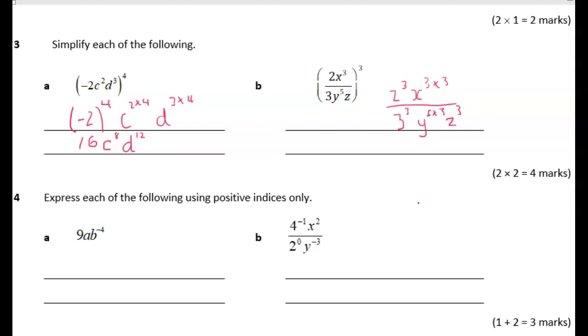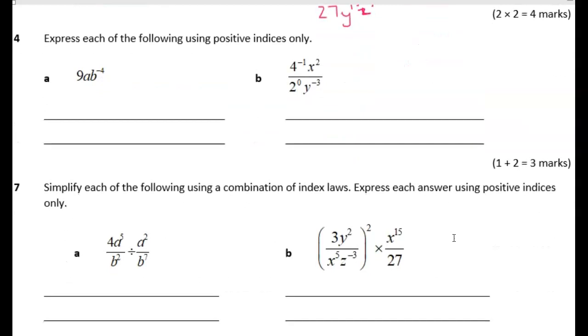All right, so let's tidy things up. 2 to the power of 3 is 8. x to the power of 3 times 3 is 9. So we've got on the top 8x to the power of 9. And then on the bottom, 3 cubed is 27. So 3 times 3 times 3. And then y to the power of 5 times 3, which is 15. Oops, I was about to write an x. z to the power of 3.